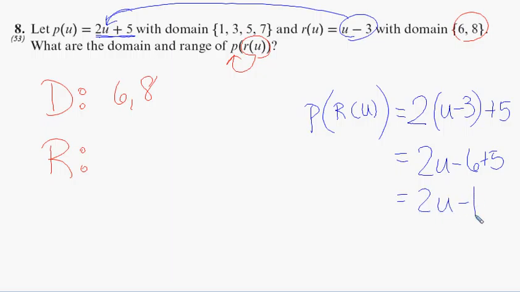So now we have our two members of the domain, 6 and 8. When you plug 6 in there, you get 2 times 6 minus 1. That gives you 11. Okay, so one of the members of the range is 11. Let's take the other one and plug it in. We get 2 times 8 minus 1. That gives us 15. Okay, so we had 11 here and we had 15, so that is what our domain and range will be.